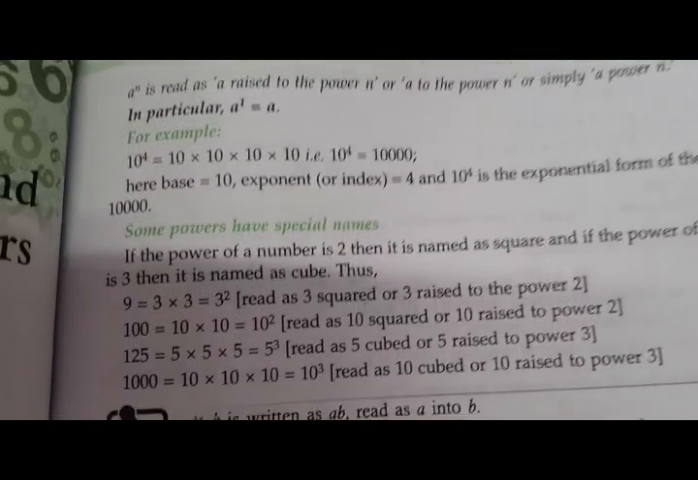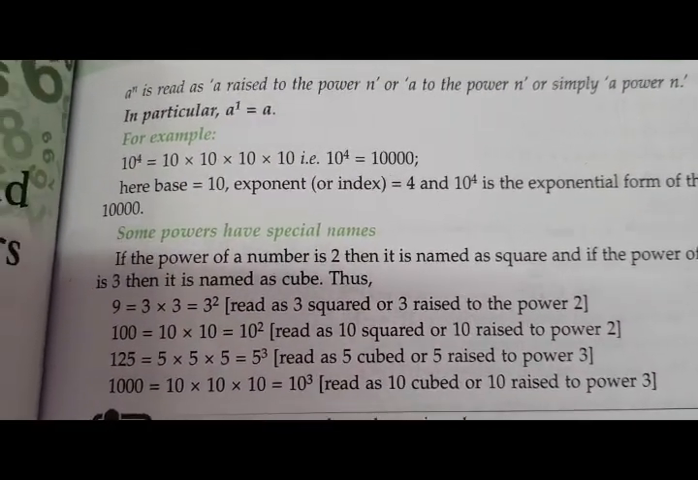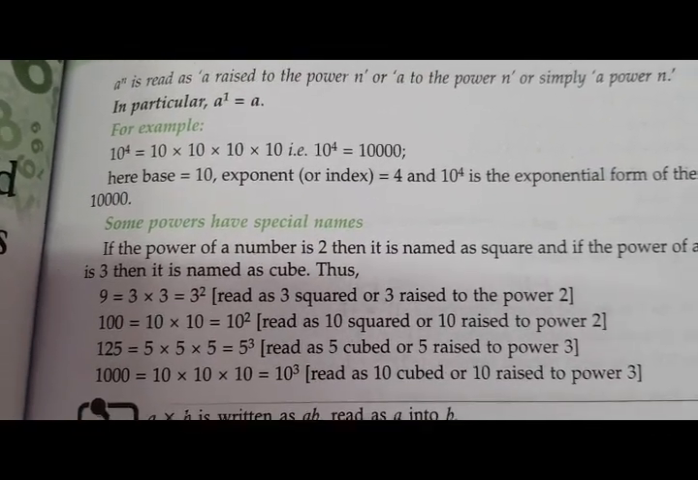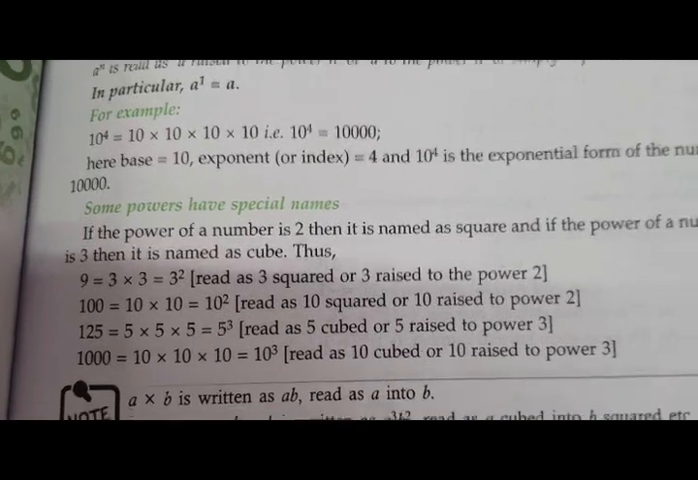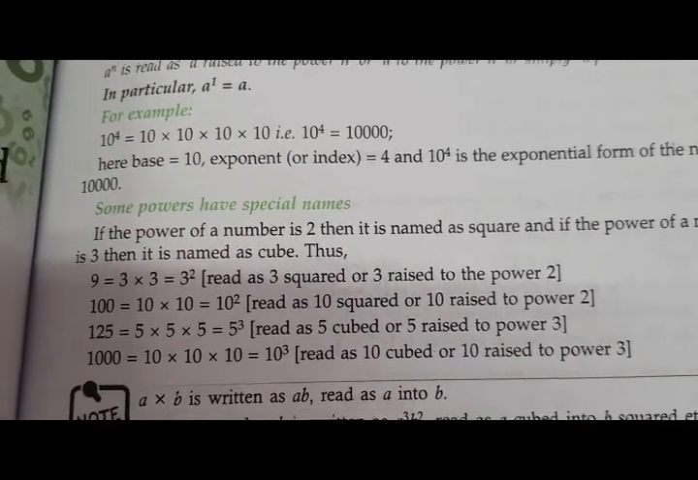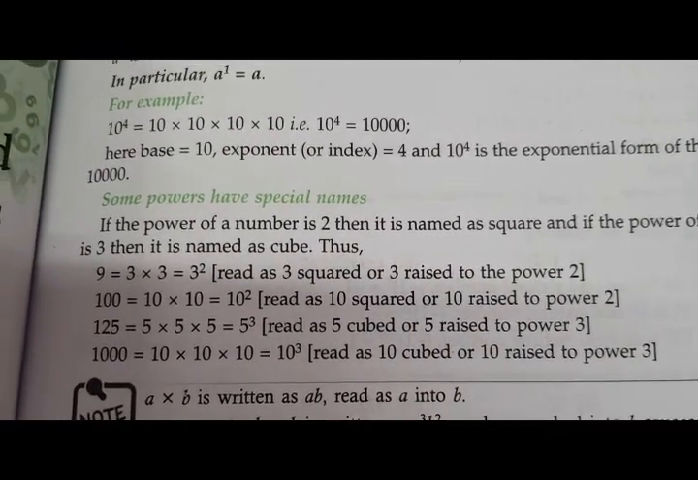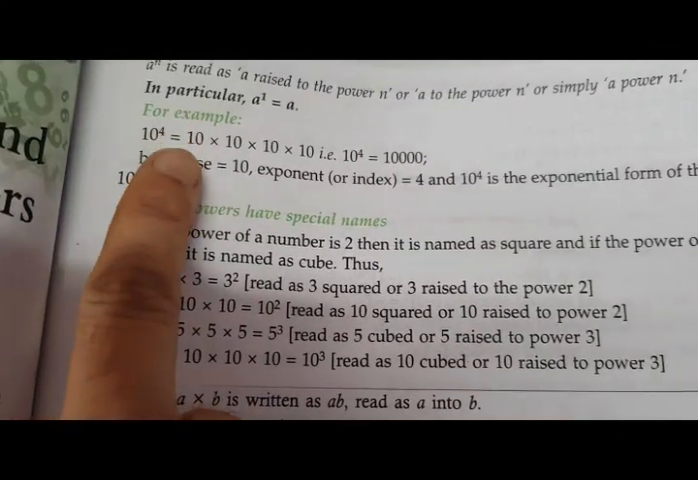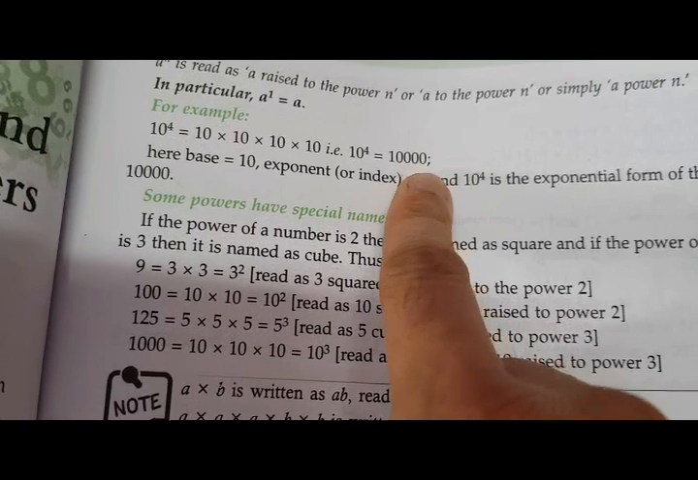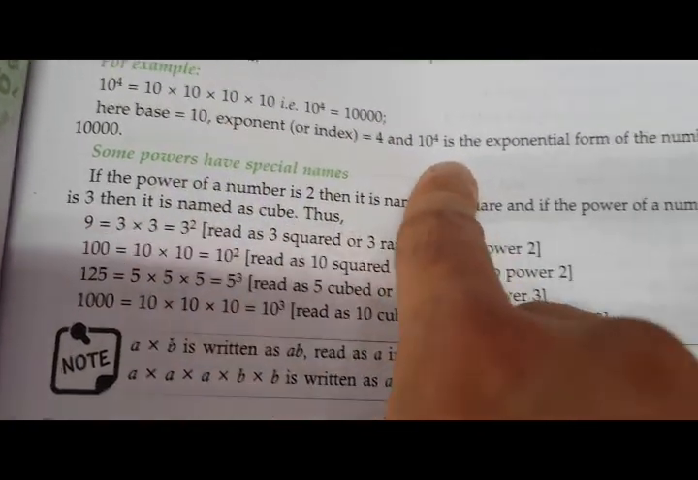Now you can read a to the power n as a raised to the power n, or a to the power n, or simply a power n. If a to the power 1 is given, then it is equal to simply a. Now for example, if I have 10 to the power 4, that means 10 four times you have to write, and the answer is 10,000. So the exponential form of 10,000 is 10 to the power 4.